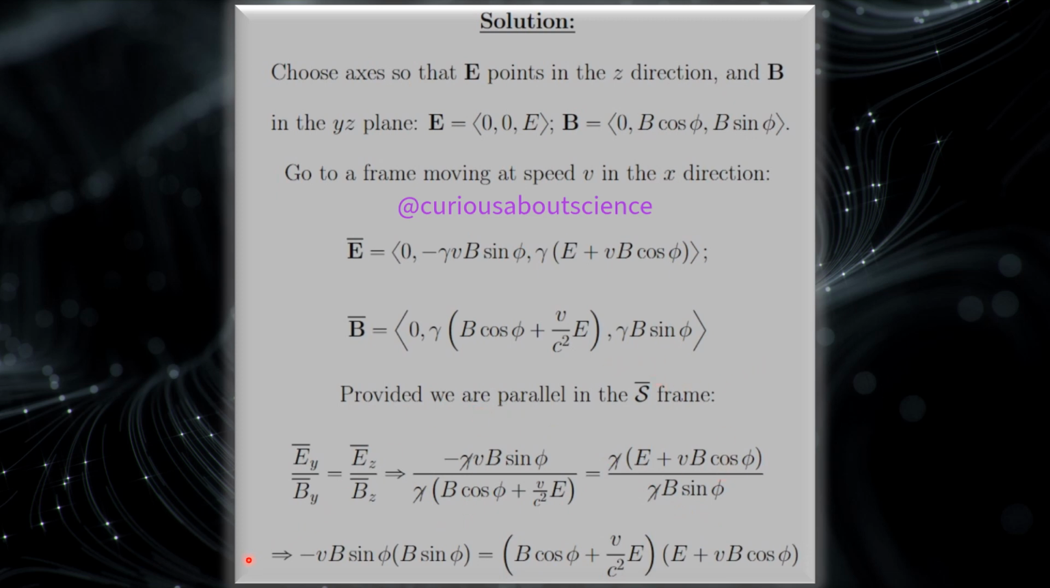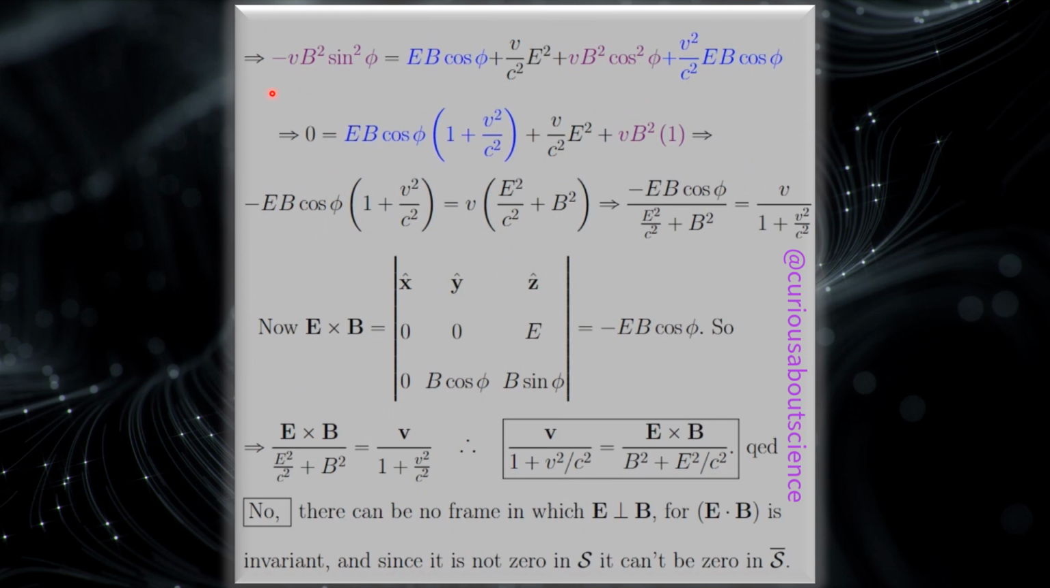Okay, this leads us to a VB sine phi times B sine phi. And then we have this denominator, which is a lot to deal with. It's two terms. With this numerator, a lot to deal with. That's two terms. So we're going to have to FOIL that, and that's what we see on the next side. So we condense the left-hand side. So we get VB squared sine squared, and then we distribute everything else.